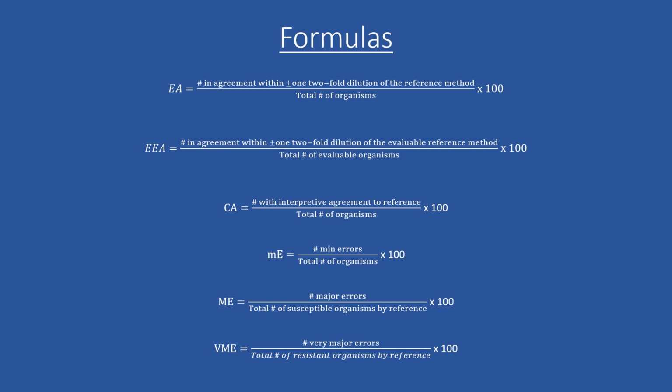CA is the number of MICs that agree between the reference and test methods divided by the total number of organisms tested. Minor error is the number of minor errors divided by the total number of organisms. Major error is the number of major errors divided by the number of susceptible organisms determined by the reference. Very major error is the number of very major errors divided by the total number of resistant organisms by reference.